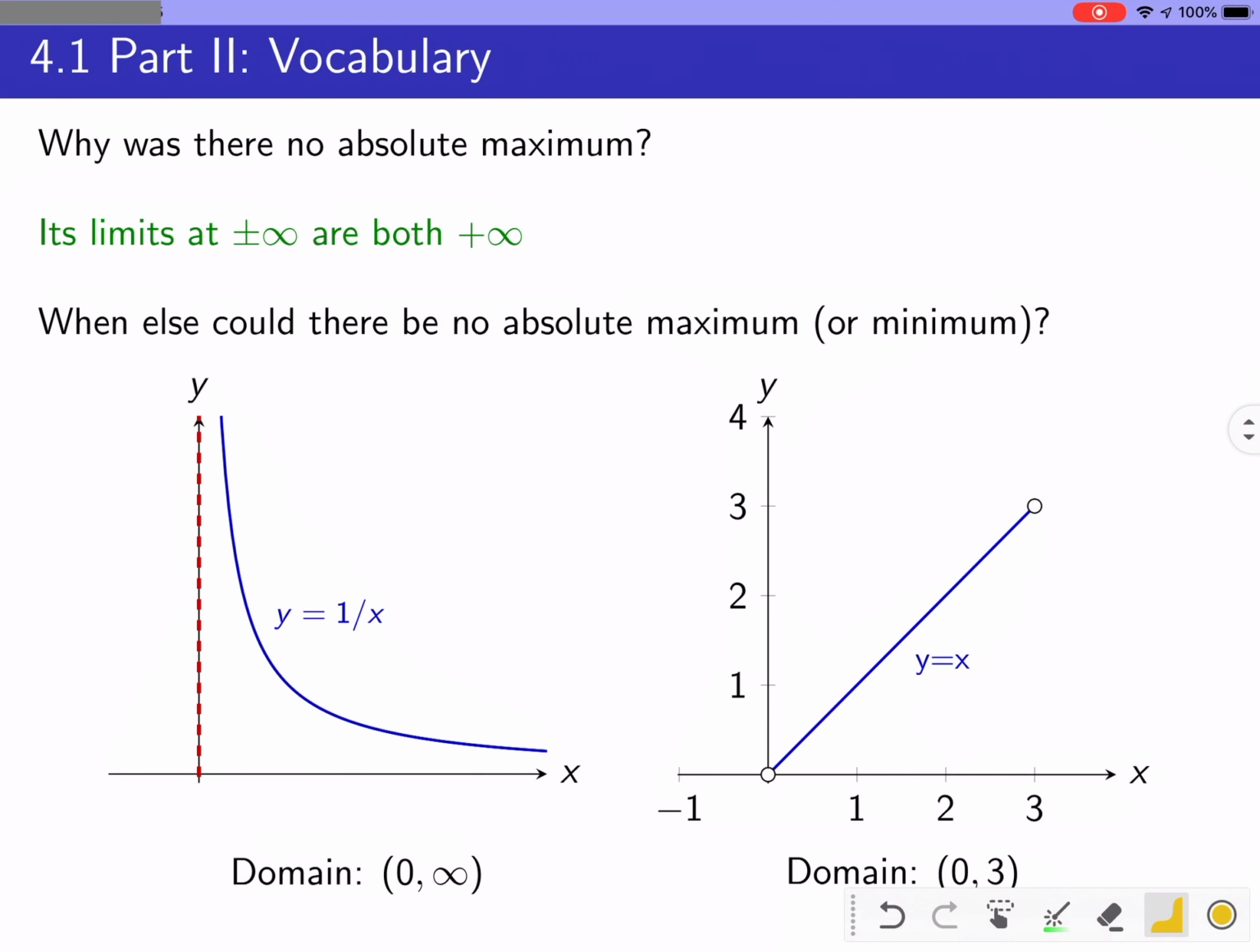The second graph lacks an absolute maximum for what is a rather annoying reason. It feels like x equals 3 should be the absolute maximum, but it just isn't in the domain. Hence, no absolute maximum. I will point out before moving on that both of these domains lack endpoints, which will be a major concept in the next video.